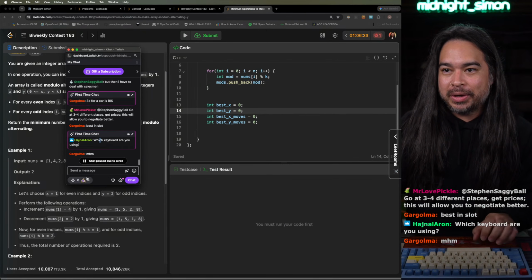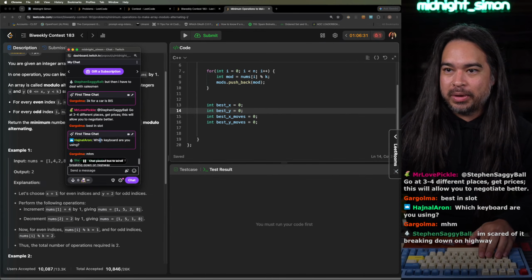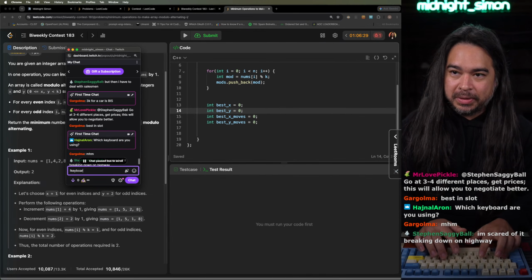Which keyboard am I using? Oh shit, which keyboard am I using? It's a Bubble 75.